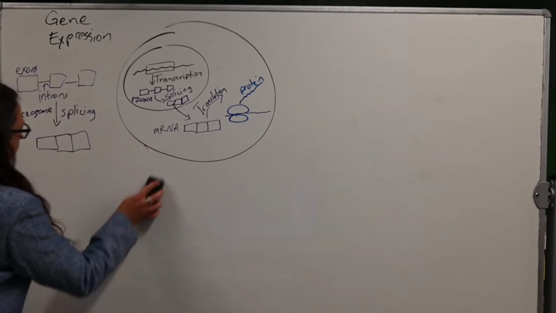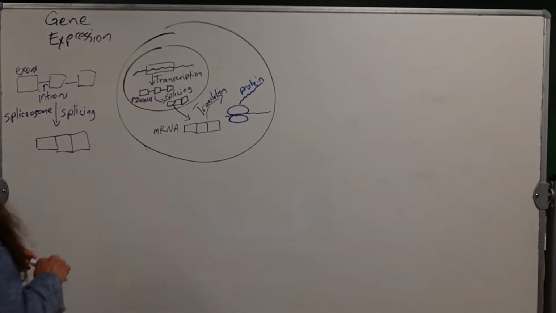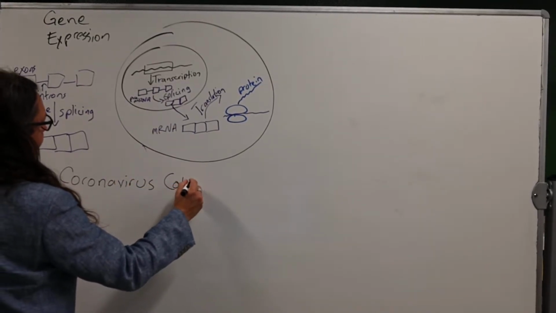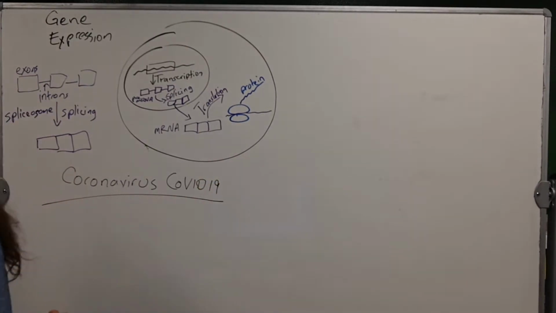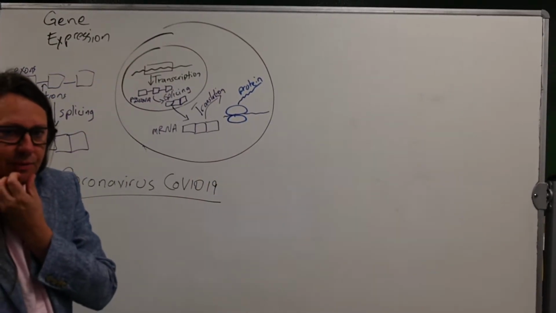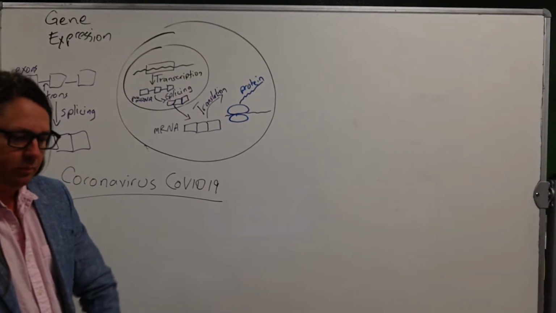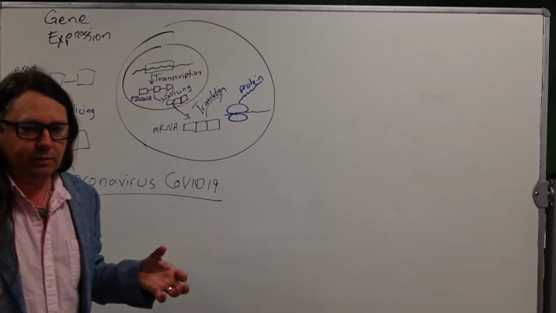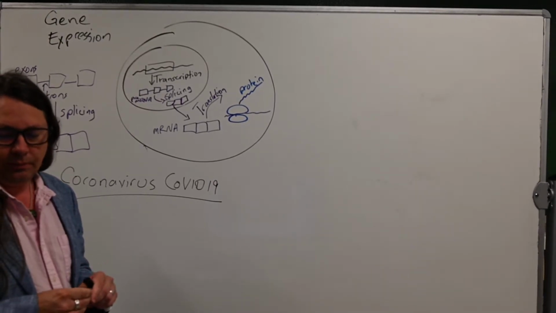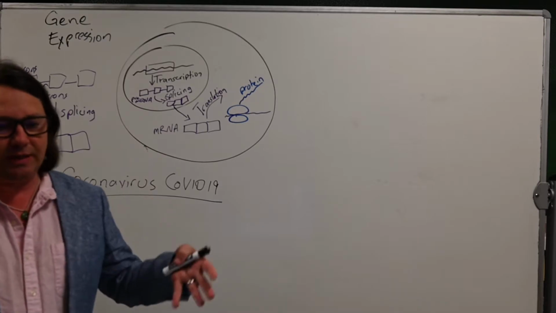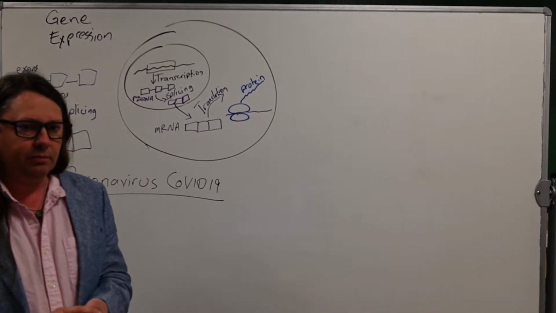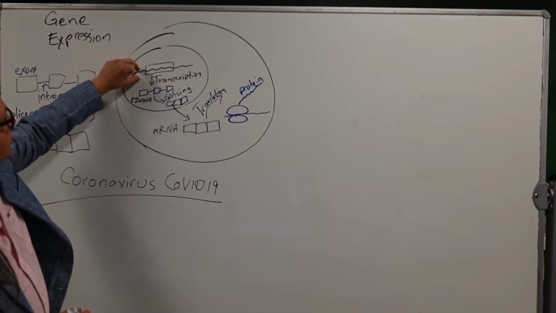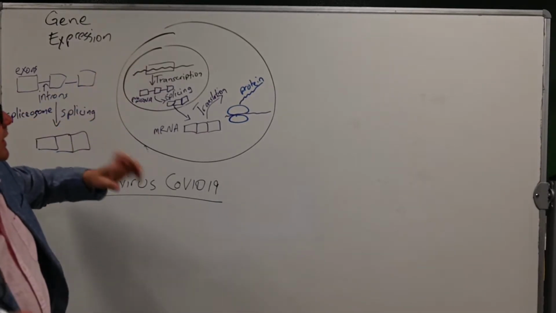Okay, so now let's go to coronavirus, and specifically, of course, COVID-19. So what type of genome do we have? What type of genome do the eukaryotes have? What type of nucleic acid? DNA, exactly. So our genome is DNA. Is it single-stranded or double-stranded? Double-stranded. Each chromosome has two strands. They're double-stranded, and it's DNA. So we have a double-stranded DNA genome.